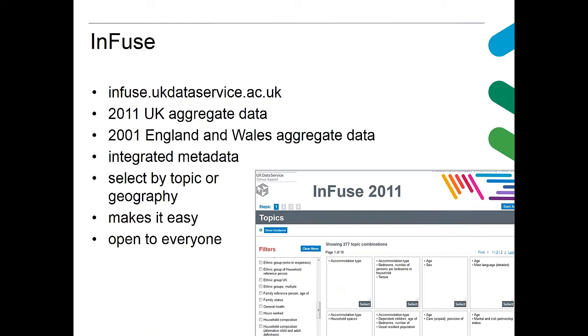We integrated the metadata. You have the choice now to select by topic or by geography. It makes it really easy to find the data that you're looking for. And it's open to everyone. And we're really looking for feedback on our tools as well. There are surveys you'll find when you go into at least Infuse and CASWeb. So we do encourage you to fill them in and let us know what you think.